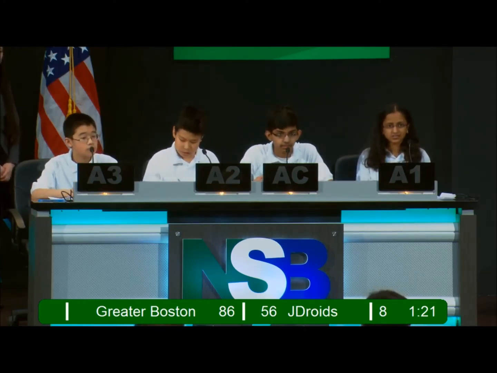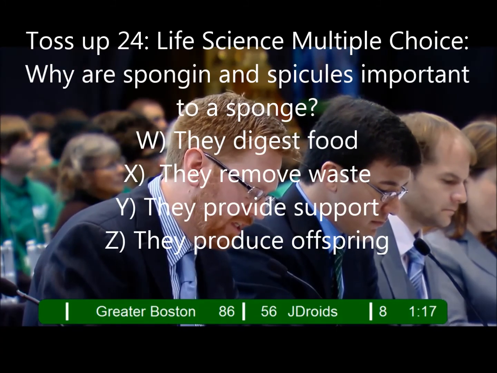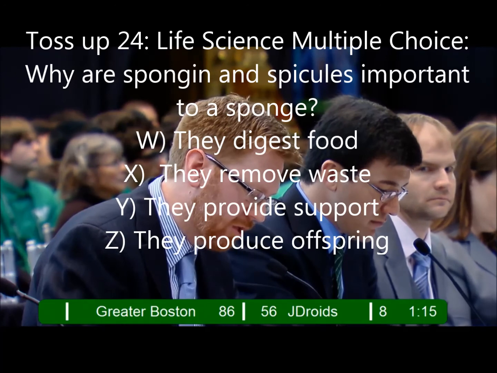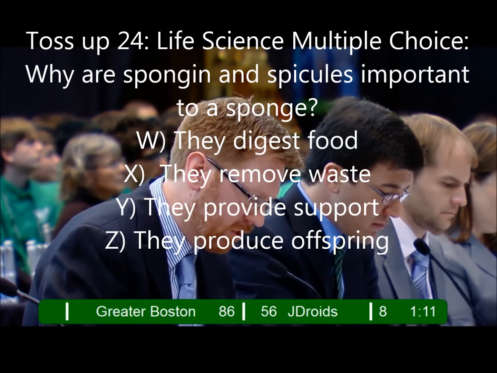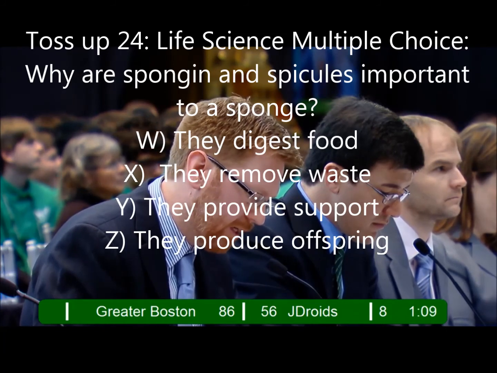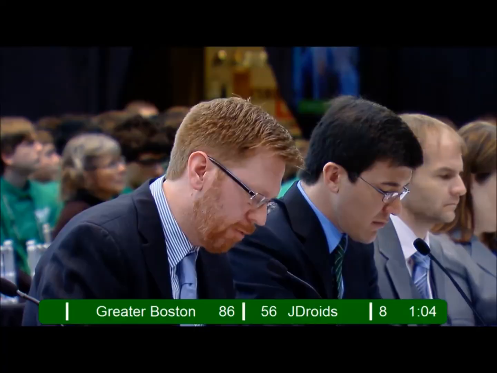X. X is not correct. The correct answer is Y. Toss-up 24 for both teams. Life science multiple choice. Why are spongin and spicules important to a sponge? W, they digest food. X, they remove waste. Y, they provide support. Z, they produce.